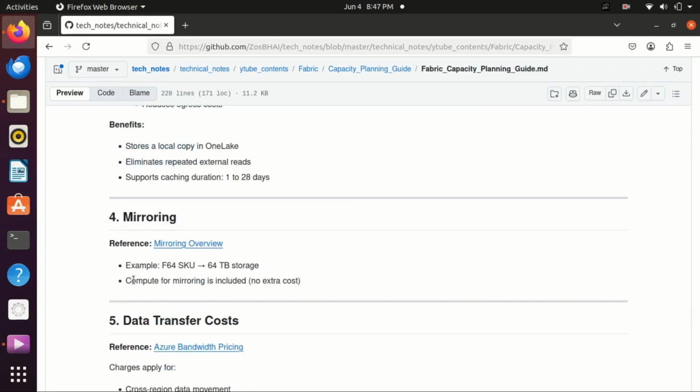Next is mirroring. Mirroring automatically replicates the data into Fabric storage. An important thing here is that the compute for mirroring is already included, so there is no separate compute cost.